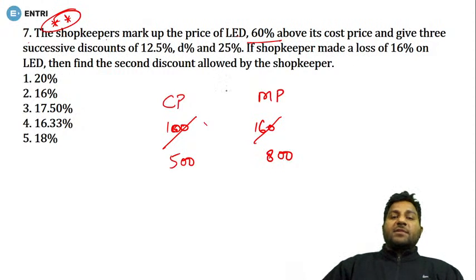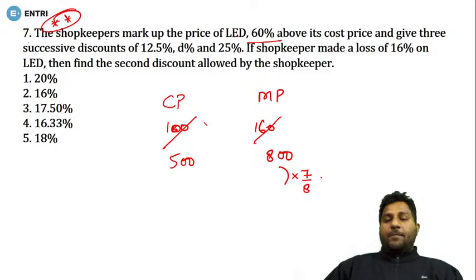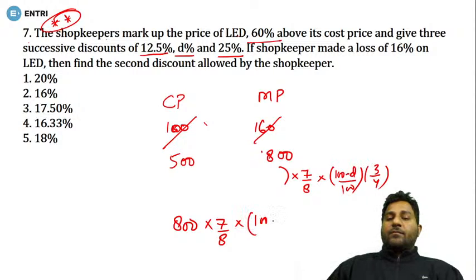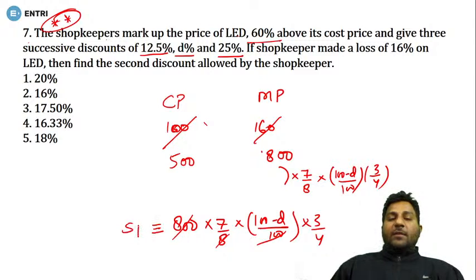and gives 3 successive discounts. Okay, from 800 we have been reduced to 7 by 8 of the 800. Now we have been reduced to 100 minus d by 100. Now we have been reduced to 3 by 4, because after giving 12.5% we got d percent and then 25%. So let's move on. This was the MRP, and this will be what? Selling price. Okay, so how are we going to solve this? This 800 will be eliminated. Okay, so now we have been left with, this will be the selling price.